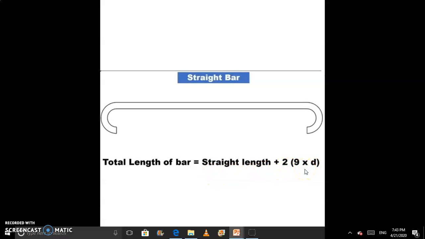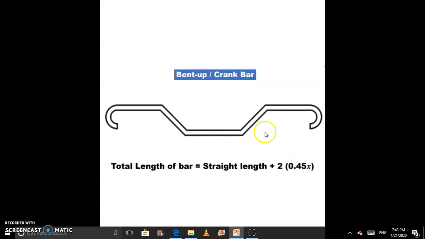Now the second bar, this is the bent up bar or crank bar. We have to calculate the straight length for this bar also. So here we have bent up bars. For that we have to find this length, because if we have this length, it is equal to D. But this is the inclined part, that's why this length does not match this length. For that we have to calculate this part. In our previous lecture we also discussed that part. The formula for finding the bent up length is straight length plus 2 into 0.45x.